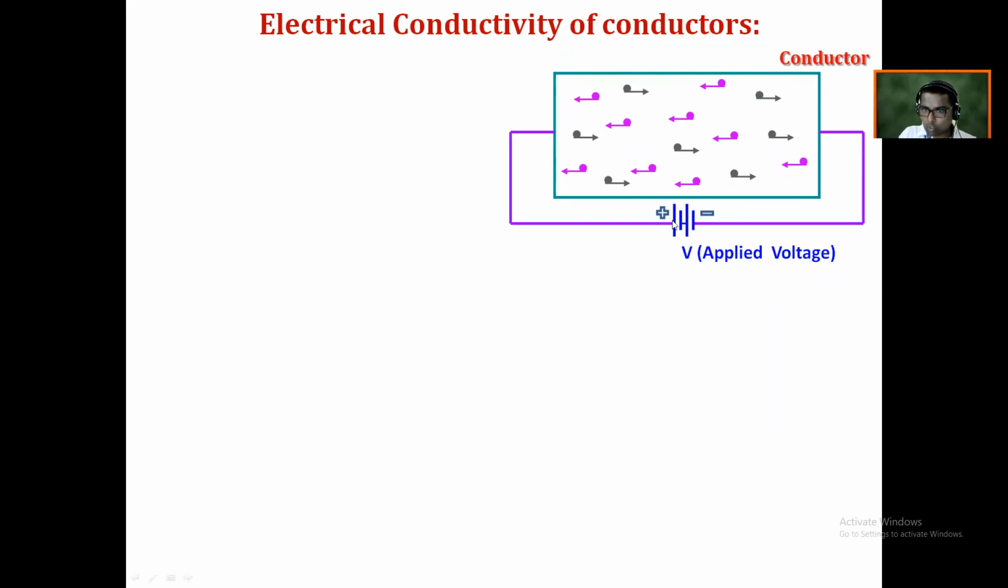Now the positive terminal of this applied voltage is connected to this point. Assume that this is point A, so this end we consider as the positive end. The negative terminal of the battery is connected to this point. Assume that this is point B, so this point acts as the negative end. And as we know, when I consider the conductor, definitely the conductor consists of a large number of free electrons.